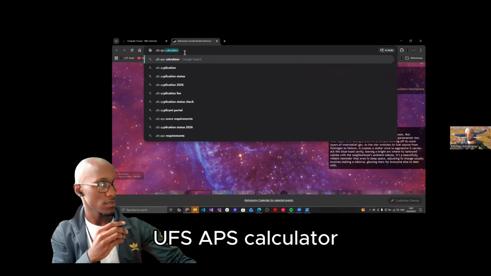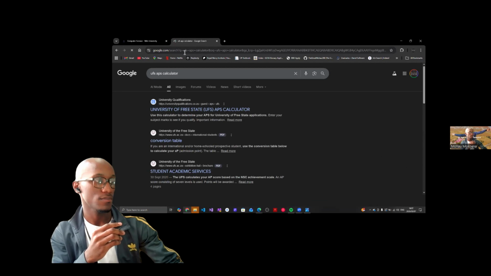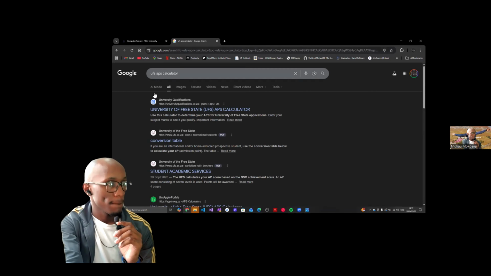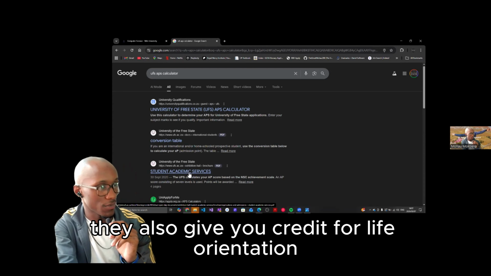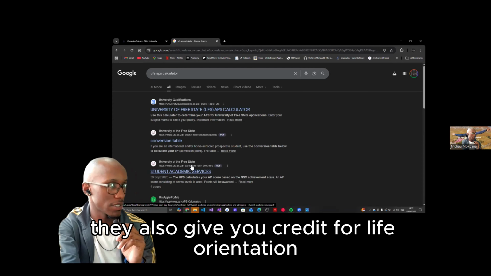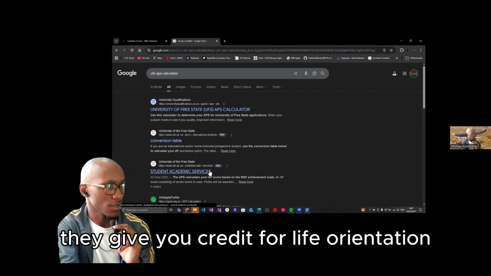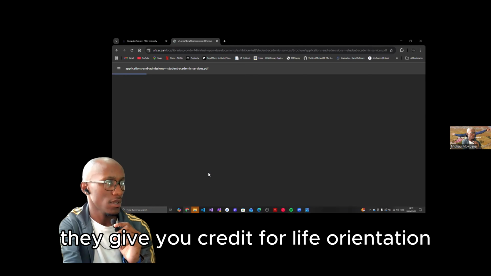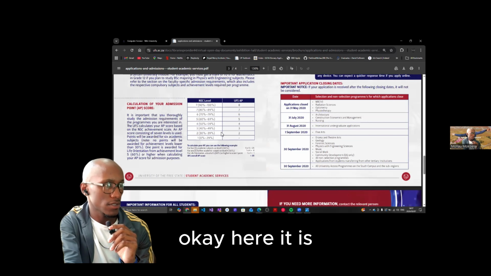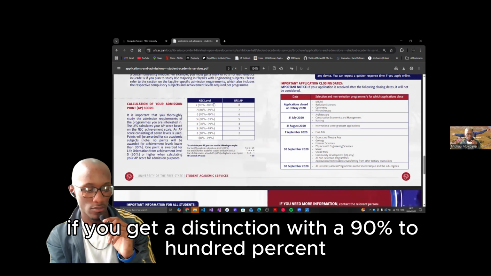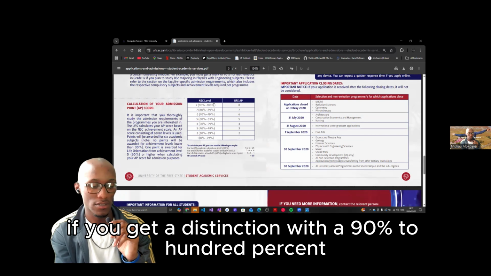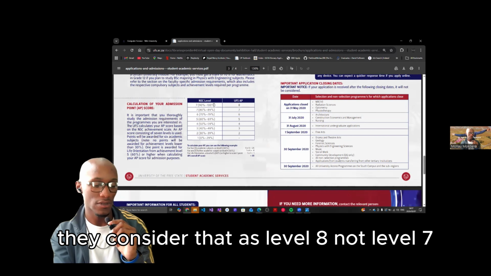UFS APS calculator. They also calculate it differently. So UFS, they also give you credit for life orientation. Okay, here it is. So at UFS, if you get a distinction with a 90% to 100%, they consider that as level 8, not level 7.